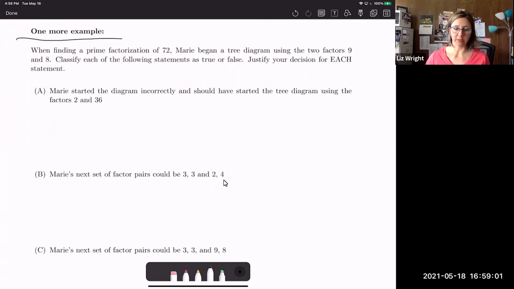using the 2 factors of 9 and 8. So I'm just going to write that up. So we've got 72, and we started a tree diagram, and we did 9 and 8. Classify each of the following statements as true or false. Justify your decision for each statement. All right, so here's our basis, by the way, what's in black. So I'm going to add on these scenarios in different colors.